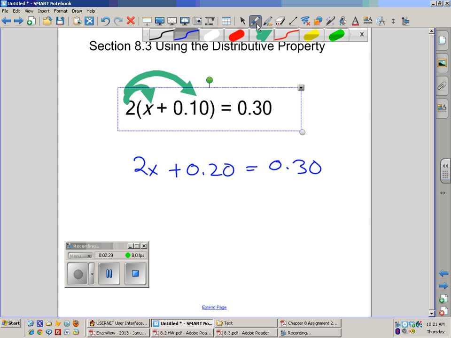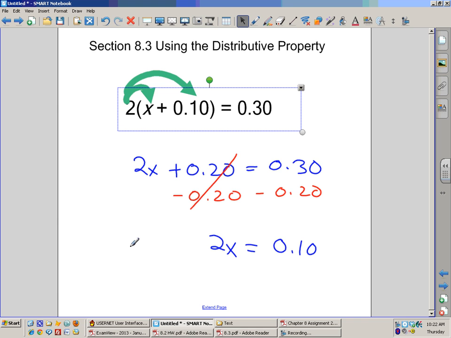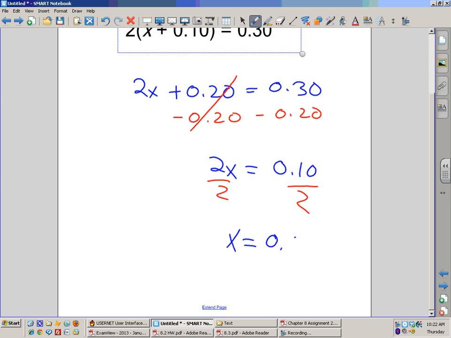So again, no big surprise here. We take decimal 20 away from both sides. That's gone. And we have 2x equals decimal 10, which again sort of represents, if you want to think of it as 10 cents, sometimes that's easier. We divide both sides by 2, and we have x equals decimal 0.5.